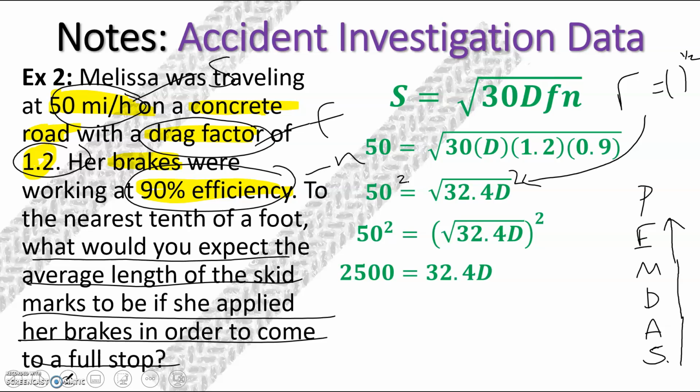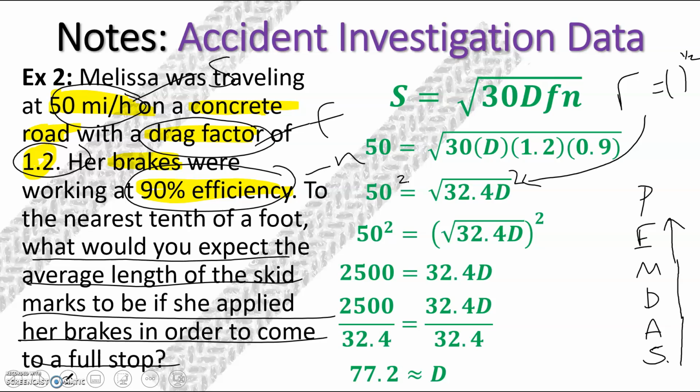Now, we want to deal with the 32.4D. The 32.4 is being multiplied to the D. The opposite of multiply is divide. So we'll divide both sides of this equation by 32.4. 2,500 divided by 32.4 gives us 77.2 for D. So we would expect that if she applied her brakes going 50 miles per hour, her skid marks would be approximately 77.2 feet.